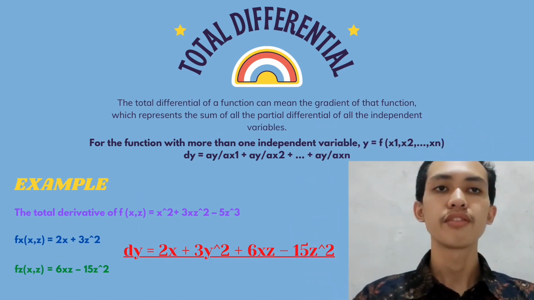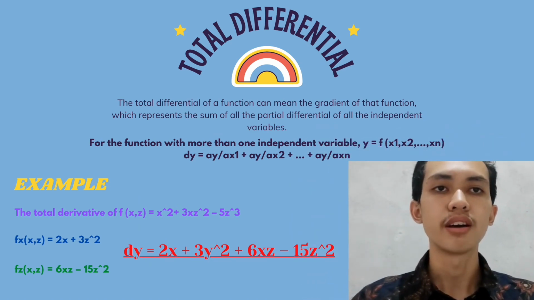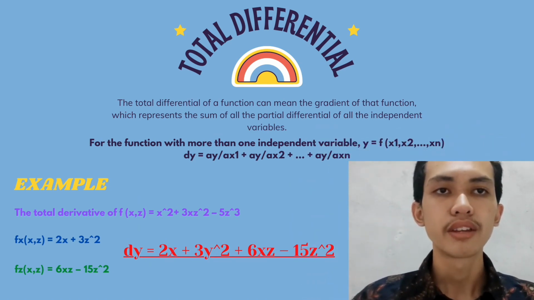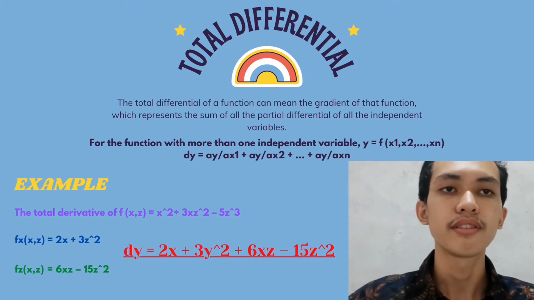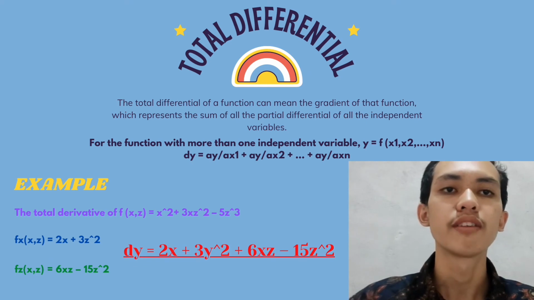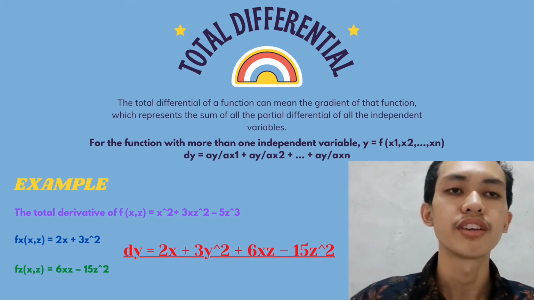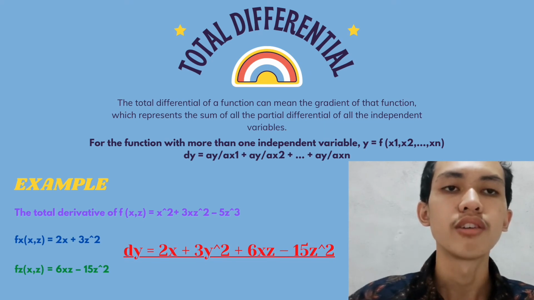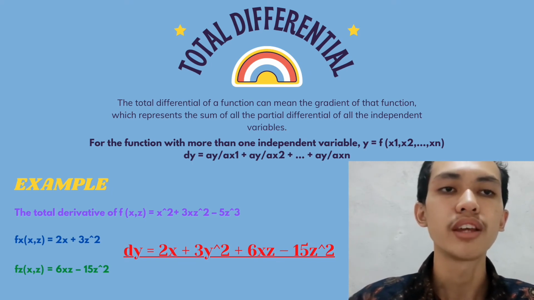Total differential. Differential might be interpreted as a change in the function from a free variable change. Then differential might be interpreted as the change rate of each variable in response to a change in variable a. The total differential of a function can mean the gradient of that function, which represents the sum of all the partial differentials of all the independent variables, a measure of the change in a as a result of this change in an independent variable.